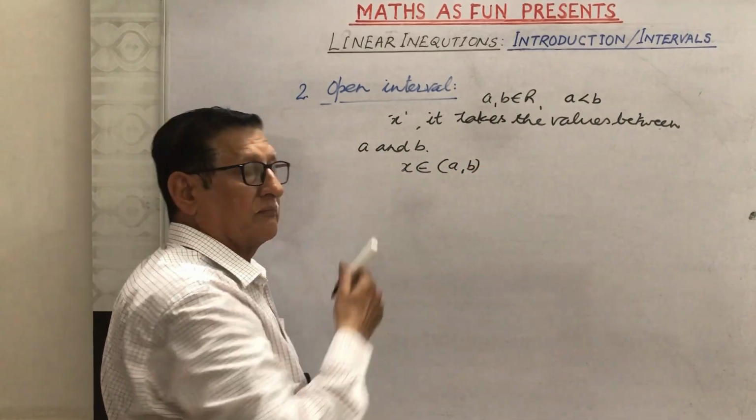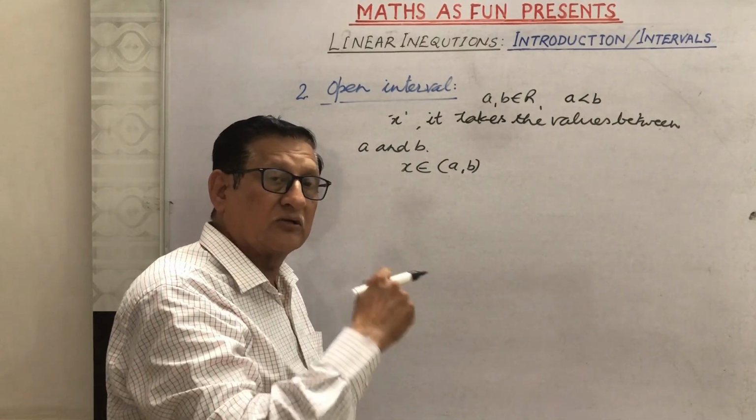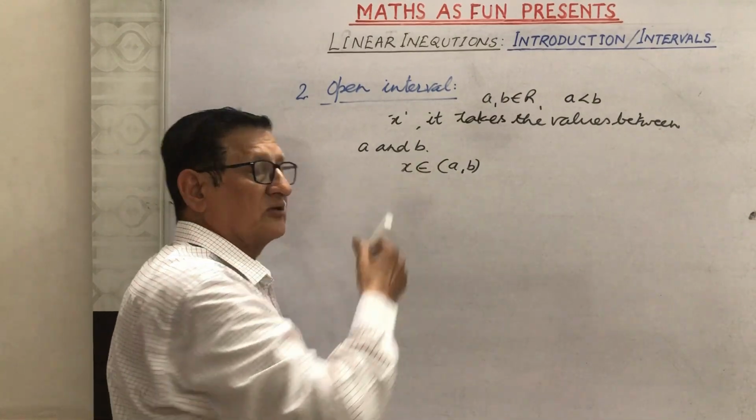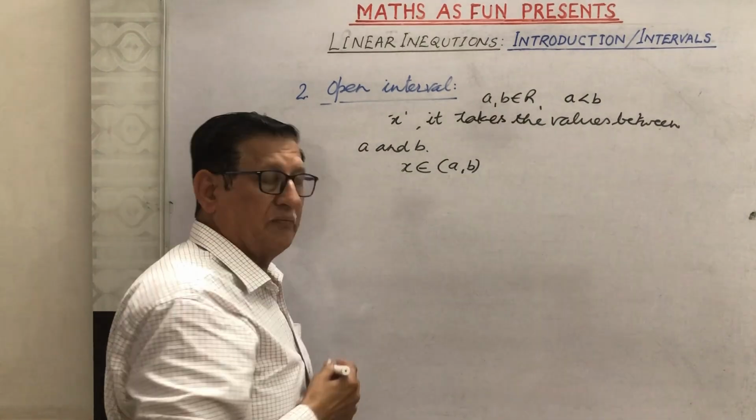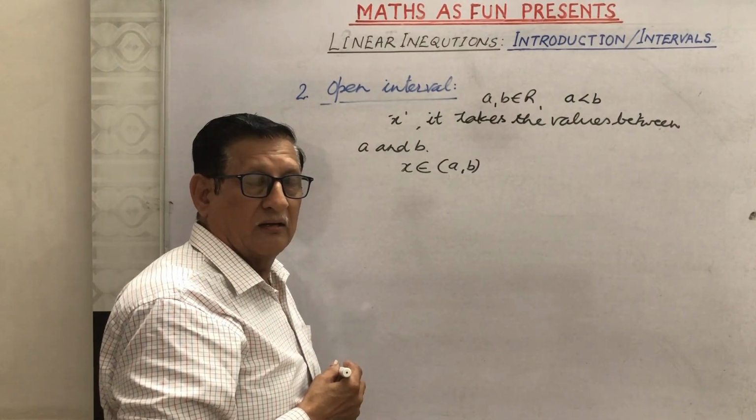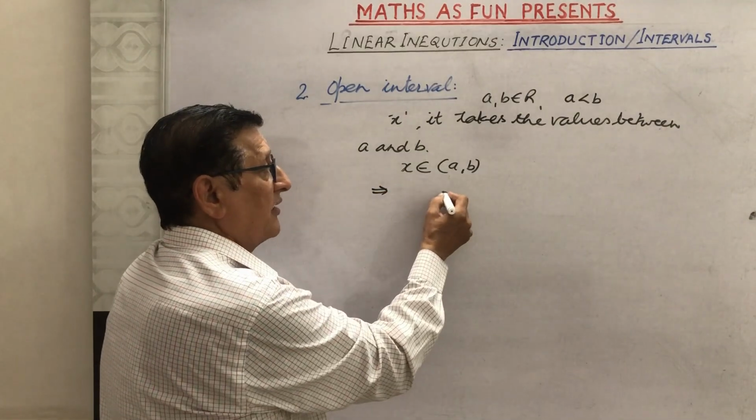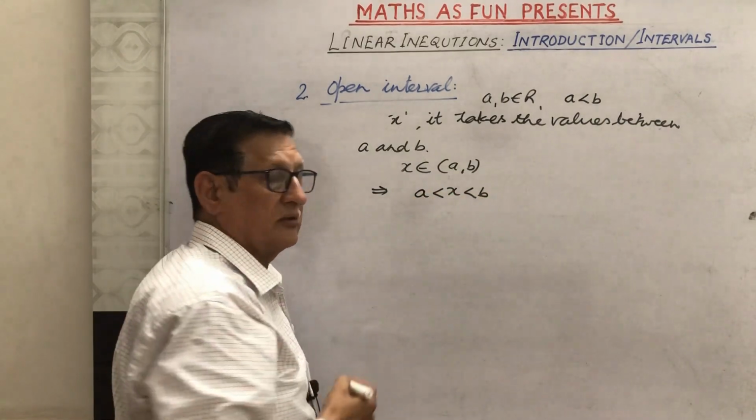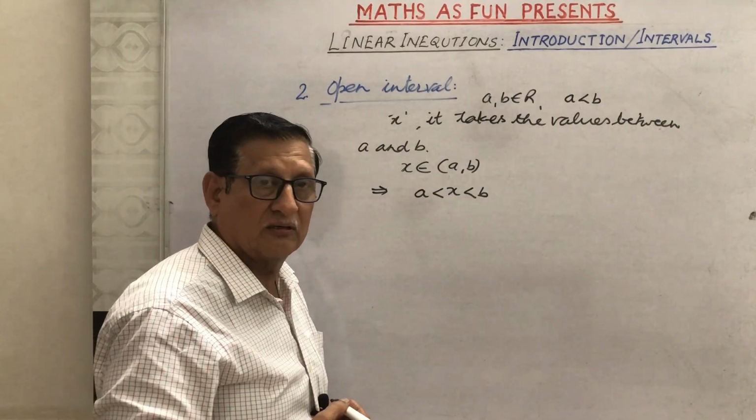The square bracket is not used for this, it is a circular bracket. A square bracket is used for closed interval. Open interval means circular bracket. x belongs to (a, b). With the sign of inequality, suppose we want to represent it, we can also say that x is greater than a and less than b, or a is less than x is less than b.